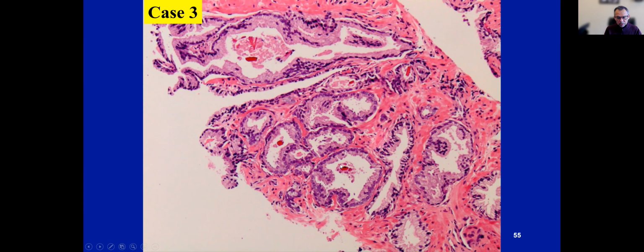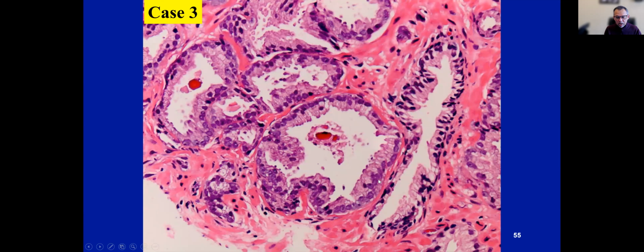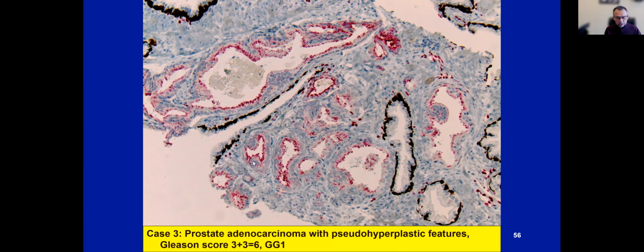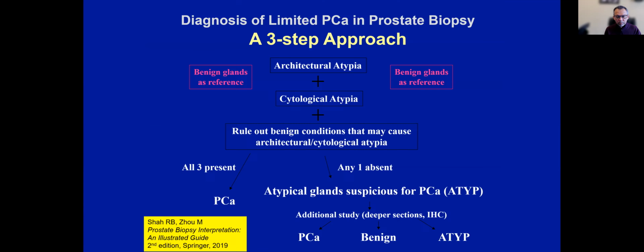You can also see some crystalloids. You can also see nuclear atypia characterized by nuclear enlargement and prominent nucleoli. So they are clearly an abnormal process. When stained with PIN-4 stain, all these atypical glands lighted up like a Christmas tree and lack basal cells. So an example like this, staining is extremely helpful to make a more definitive diagnosis of cancer. And the diagnosis for this case is prostate adenocarcinoma with pseudohyperplastic features, Gleason score 3+3=6, grade group 1.